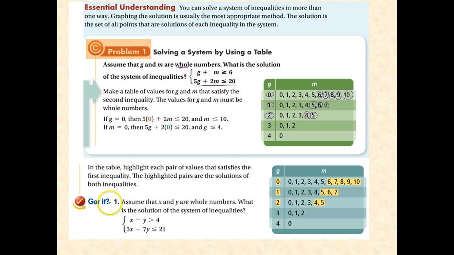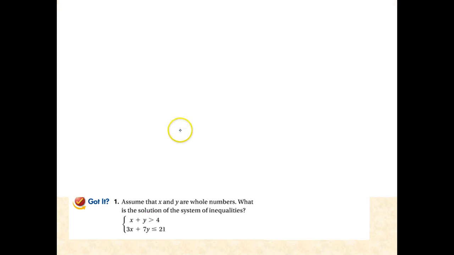Alright, see if you got it. Here's two inequalities. Make a table and whatnot for these guys. See if you can find all the points that are solutions to this system of inequalities. Okay, so let's look at this. Let's start with the bottom one. 3x plus 7y is less than or equal to 21.